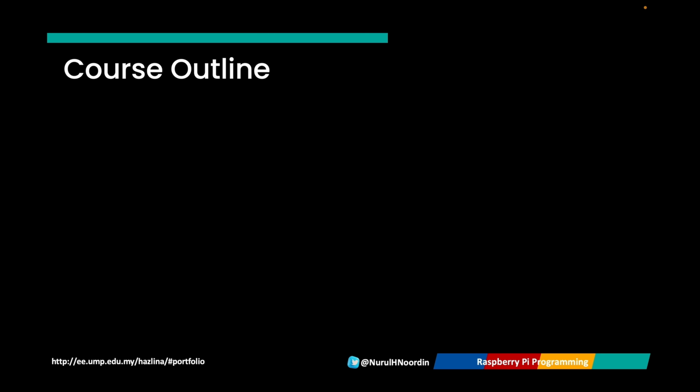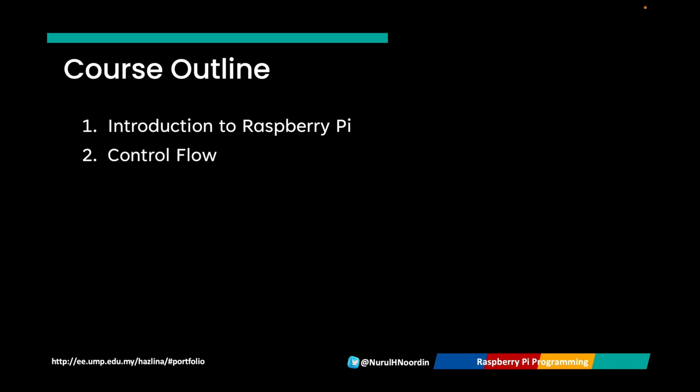So this course basically is designed to bridge the gap between software and hardware, covering essential topics such as Chapter 1, Introduction to Raspberry Pi. Here, you will understand the capabilities of Raspberry Pi for hardware-based programming. Chapter number 2, Control Flow. Here, you will learn about loops, conditionals, and functions to control hardware interaction.